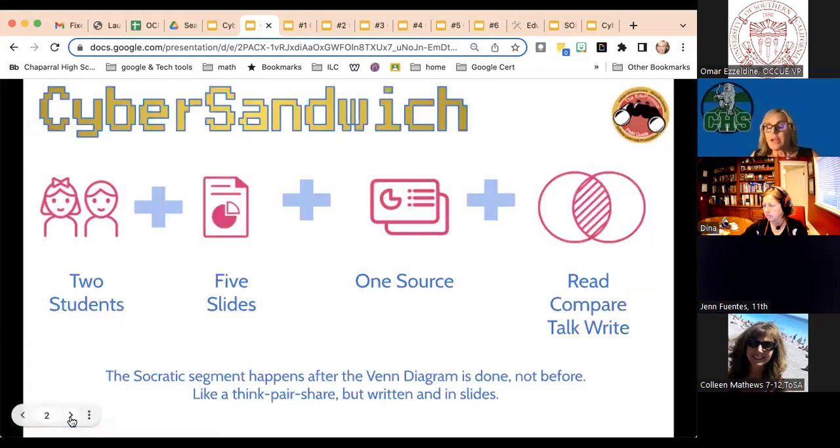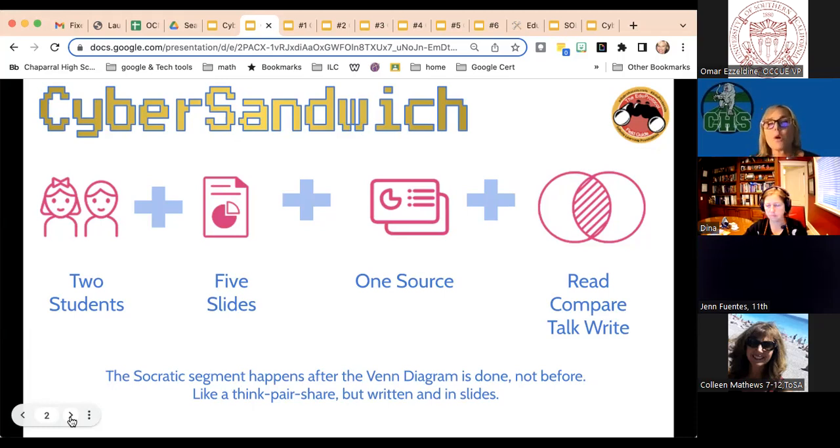Okay, so here's how Cyber Sandwich works. Cyber Sandwich is an EduProtocol, and this is like a recipe card, if you will, for how to create a Cyber Sandwich. A Cyber Sandwich is an activity for 2 students, so they're going to work in pairs. And there's a 5-slide deck. So I use Google Slides, and I create 5 slides for each student, and I'll show you how those 5 slides are going to work.